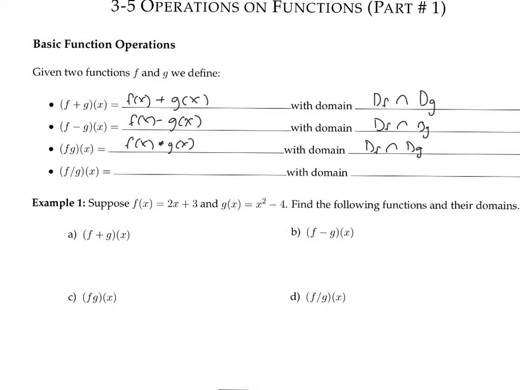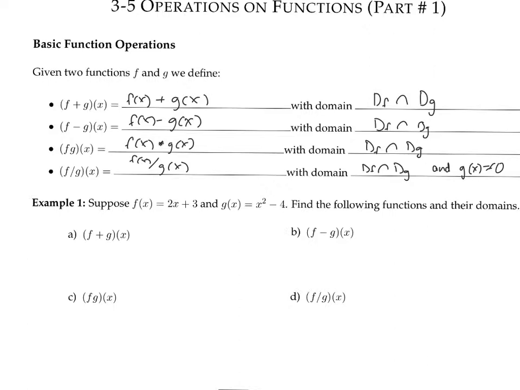And then the final one, f over g, probably means division, f of x over g of x. And the domain is the same except for one thing. g of x cannot equal 0. So whatever numbers would make that denominator zero, you've got to also leave them out.